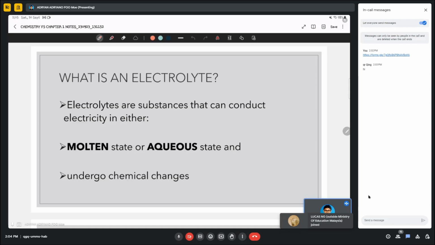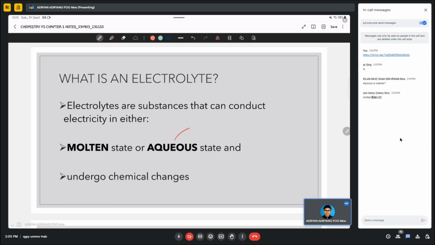Alright, anyone can tell me what is the difference between molten and aqueous? Okay, put in the chat. What is molten and aqueous? What is the difference? Or are both the same? Molten and aqueous. Aqueous is water. Okay, good.